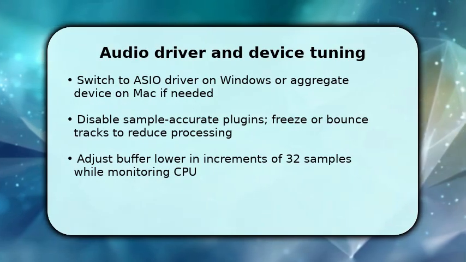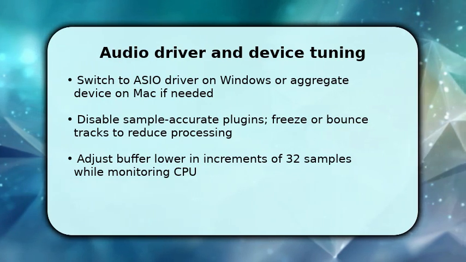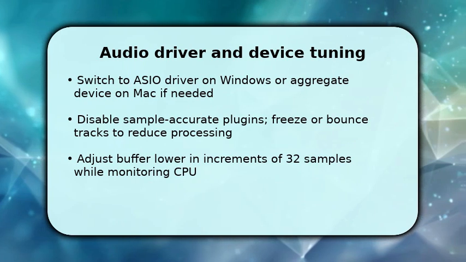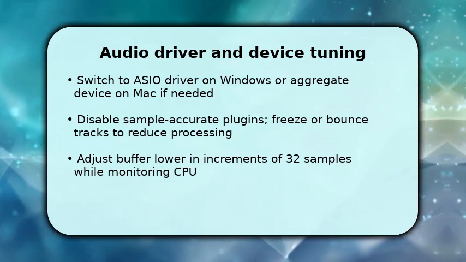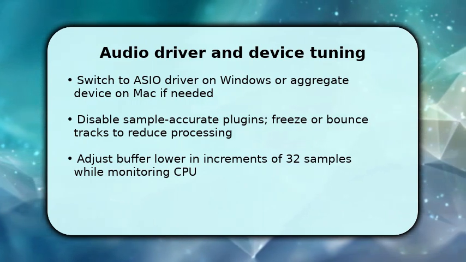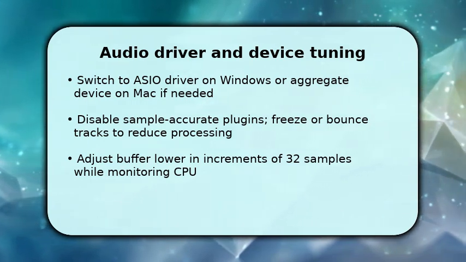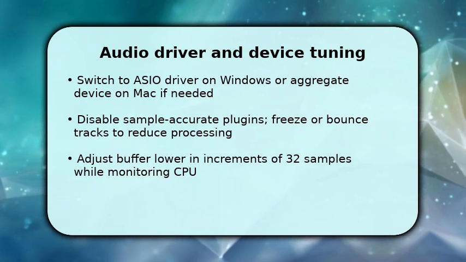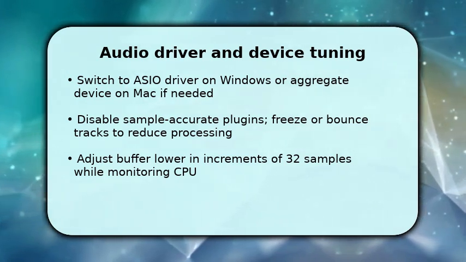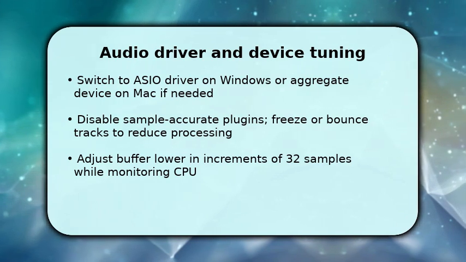Next, fix the driver layer. On Windows, pick an ASIO driver or the ASIO4ALL wrapper. On Mac, create an aggregate or use Core Audio with a dedicated interface. This is crucial because drivers determine true round-trip latency. Then simplify the session. Disable heavy, sample-accurate plugins or freeze tracks to cut CPU spikes. These often introduce jitter even at low buffer sizes.